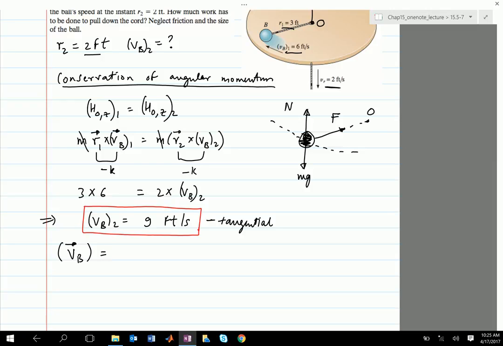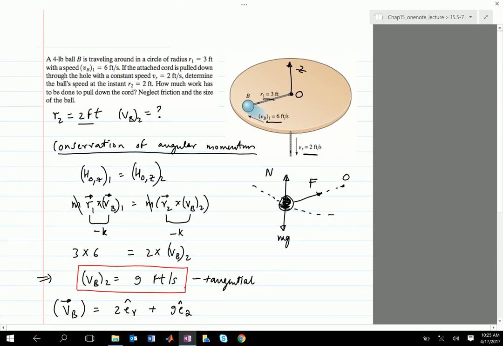Right? So the actual velocity is 2 er plus 9 e theta. I'll just write what e theta and er are. This is e theta, and this is er. Our convention is er is positive when it's outward, right?